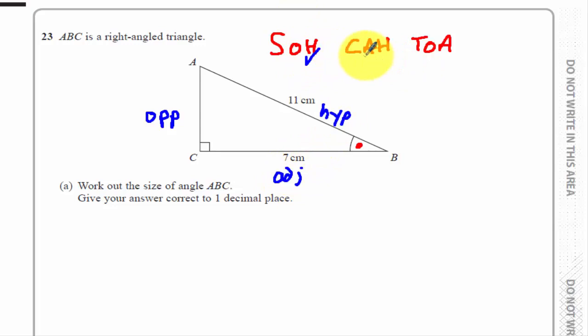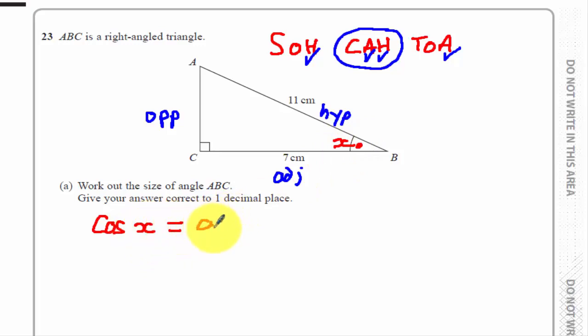If I go through and tick the adjacent and the hypotenuse, you can see this is the one I'm going to use. If I try and use tan or sine, I don't have the opposite. I won't be able to type it into my calculator. So the cos of the angle, if I just put an x there, the cos of x is the adjacent over the hypotenuse, which is going to be 7 divided by 11.